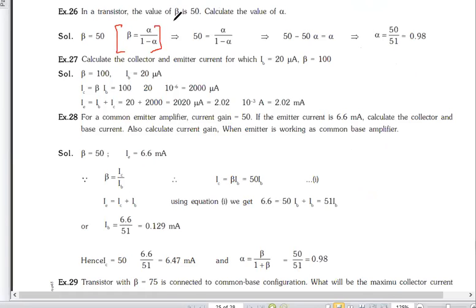So basically, this is the relationship you can derive. Now we know that beta is 50. It is given. So if beta is 50, then alpha will be, just solve it. You'll get the value. You should always remember that alpha is always less than 1. So see, it is 0.98.